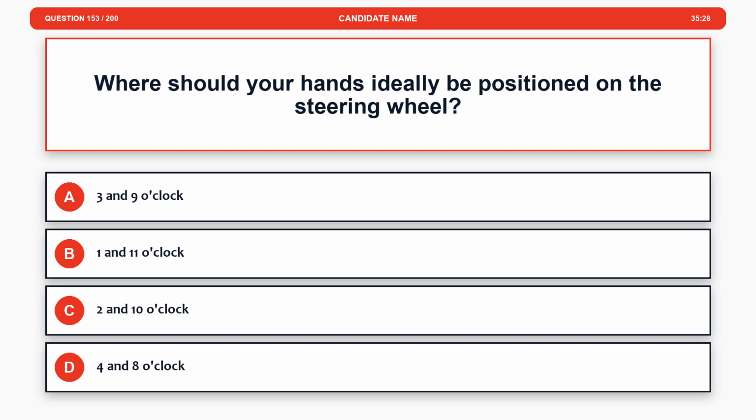Question 153. Where should your hands ideally be positioned on the steering wheel? Option A, 3 and 9 o'clock. Option B, 1 and 11 o'clock. Option C, 2 and 10 o'clock. Option D, 4 and 8 o'clock.